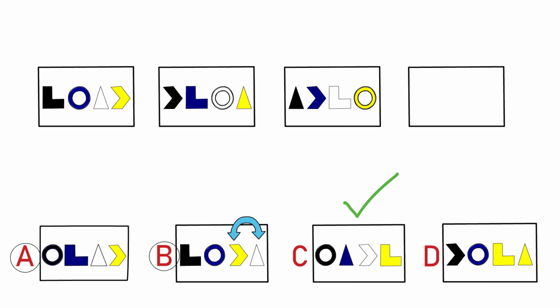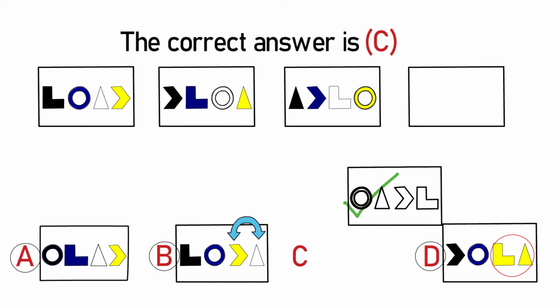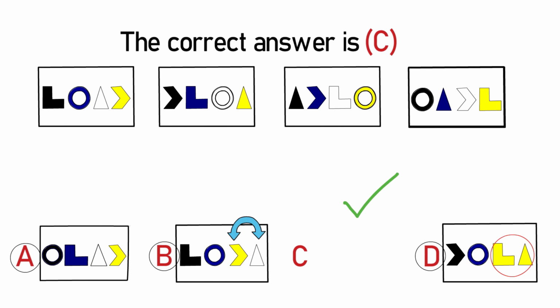Choice C is the correct answer. It does meet requirements for both patterns. And choice D does not match the color pattern. 2 rightmost shapes are yellow. Hopefully you've nailed this question and now know how to answer similar problems on the test.